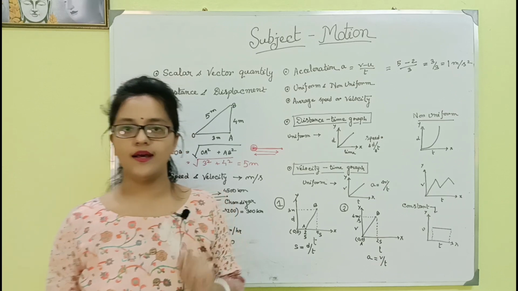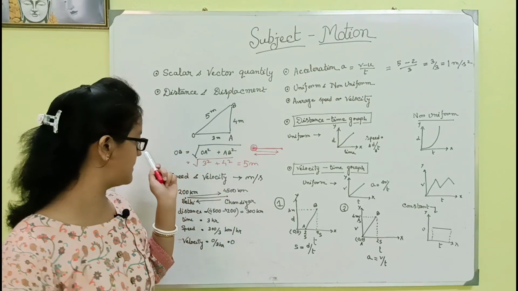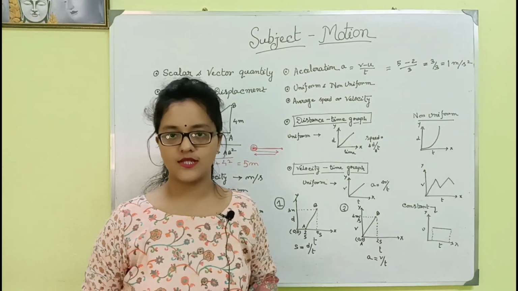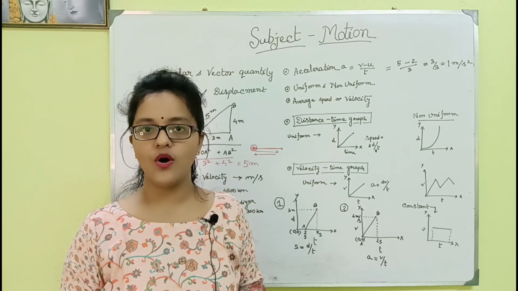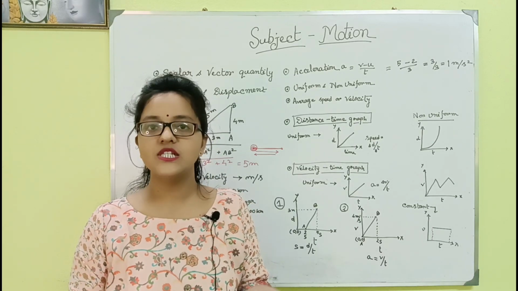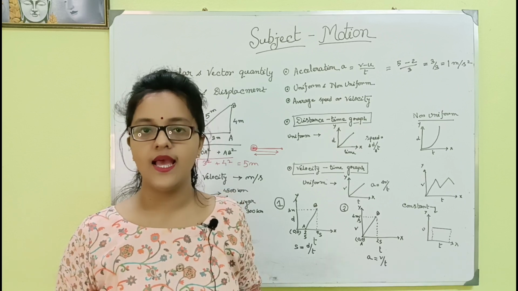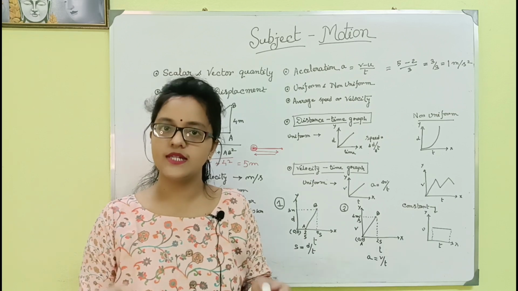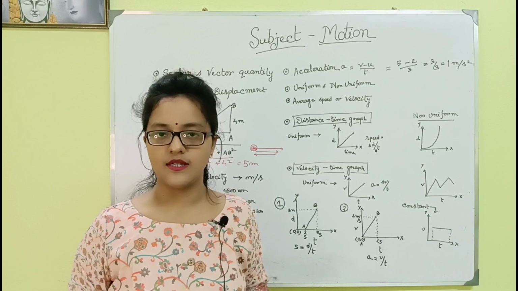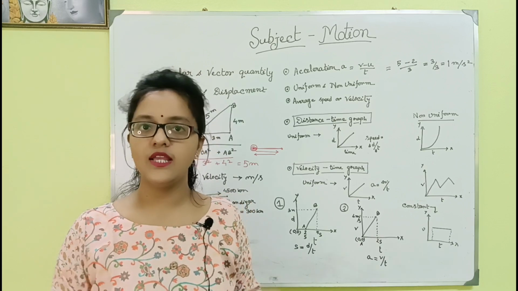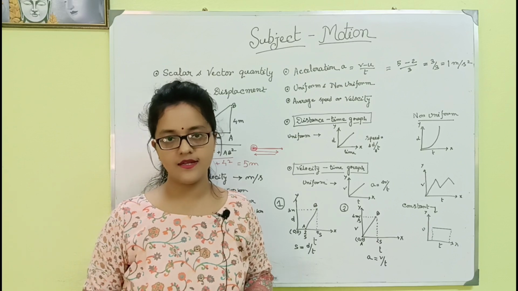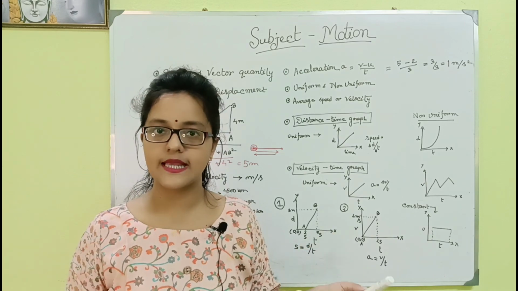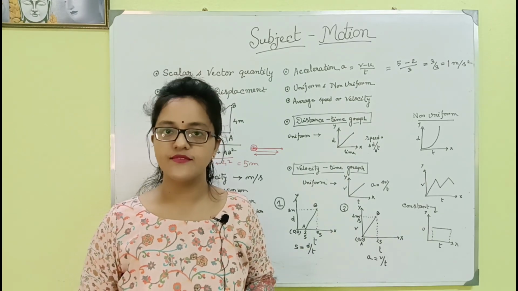Now I am shifting my discussion to the next point, which is speed and velocity. The ratio of distance to time is speed. This is a scalar quantity and the SI unit is meter per second. But the ratio of displacement to time is velocity. This is a vector quantity and the SI unit is also meter per second. There is no difference in the SI unit, only the quantity is different. Speed is a scalar quantity and velocity is a vector quantity.